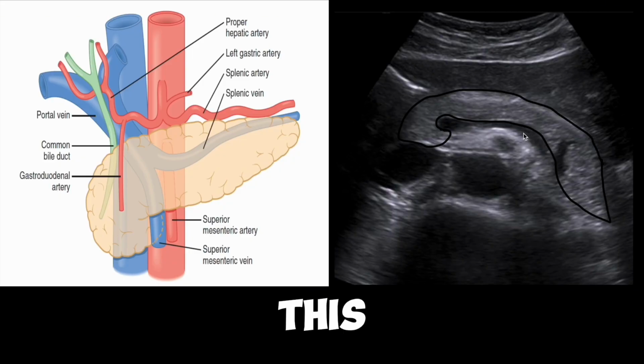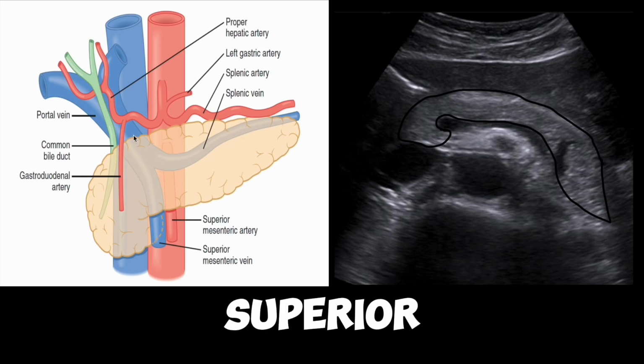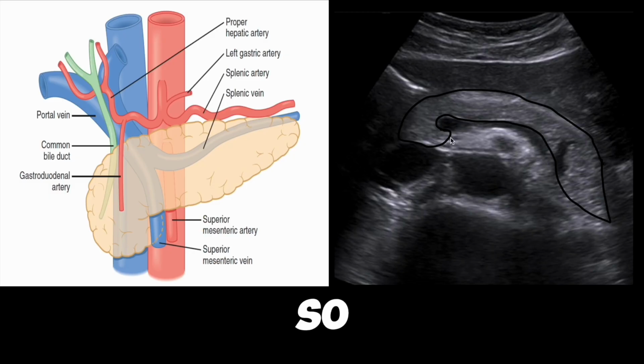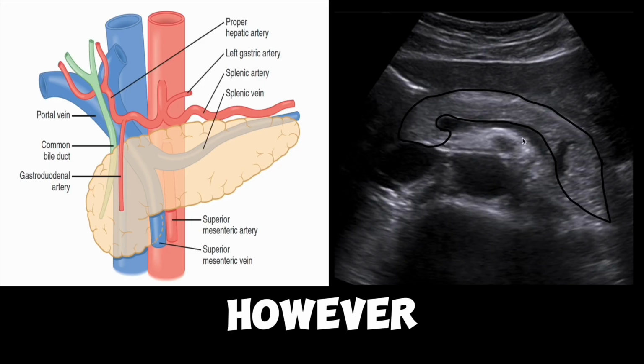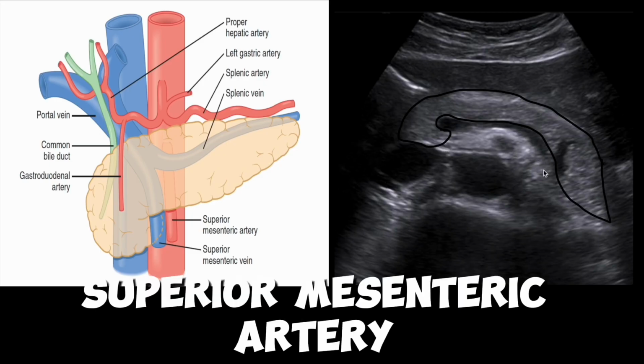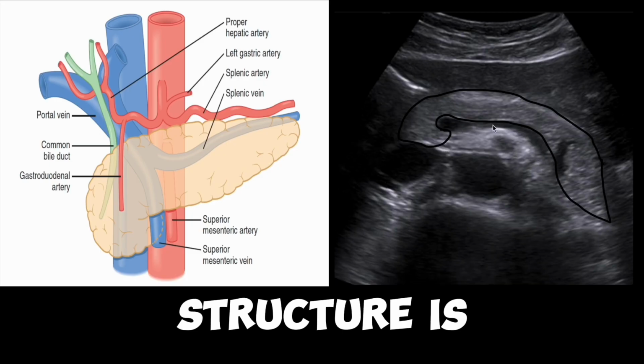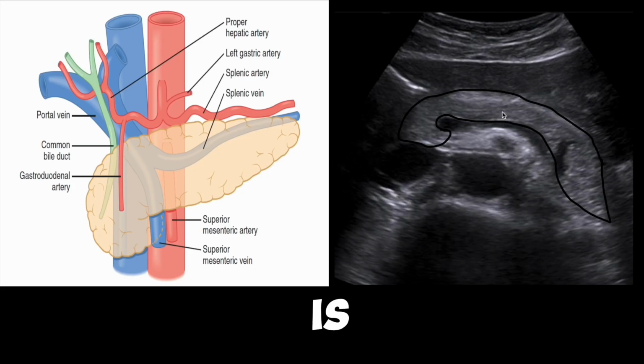So this long structure is the splenic vein. This is the splenic vein in this diagram. The splenic vein combines with the superior mesenteric vein to form the portal vein. In that diagram, we cannot see the superior mesenteric vein. However, we can see the superior mesenteric artery. We can see the splenic vein. This long structure is the splenic vein. And the pancreas is lying just anterior to this splenic vein.